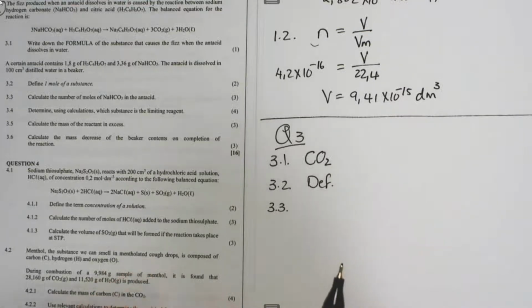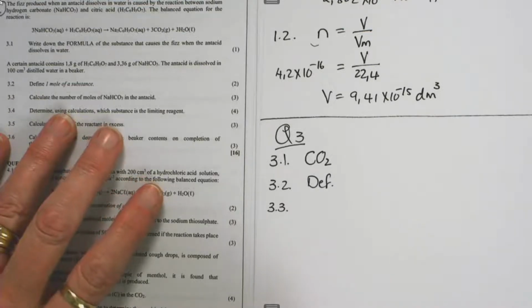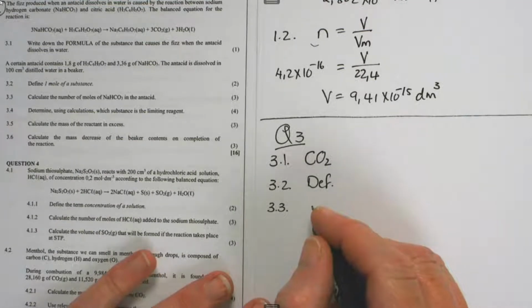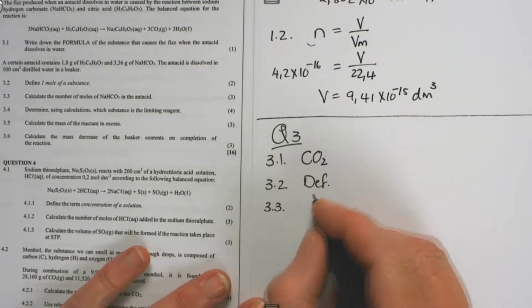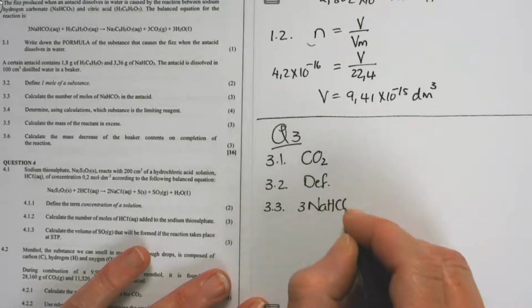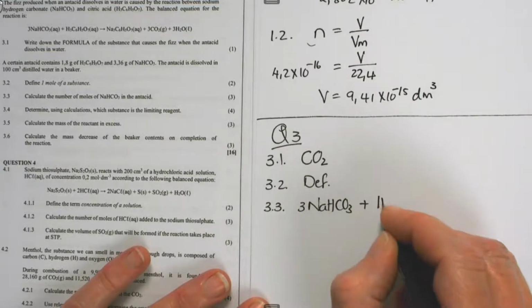Okay, 3.2. Now they say a certain antacid contains 1,8 grams of citric acid and 3,36 grams of Eno's. The acid is dissolved in 100 cubic centimeters distilled water in a beaker. Calculate the number of moles of NaHCO3. I'm going to stick to that recipe. I'm first going to write that formula again. Just make sure this one is big, that you rewrite it correctly.